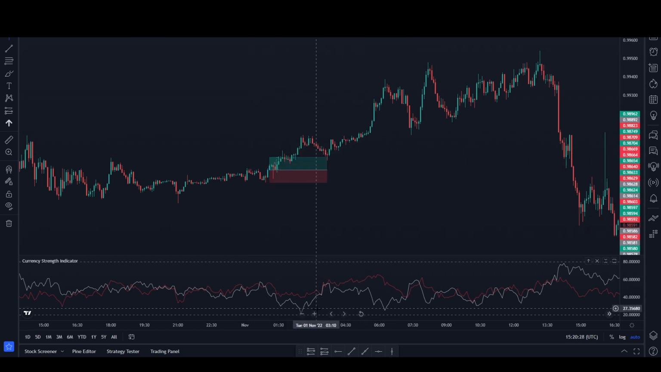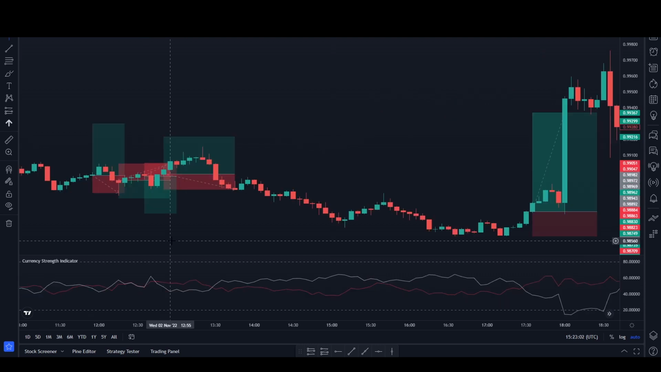And then here, for example, the red line crosses the white line below, so you would go short after this candle, and then you would go long again on this candle right here. So let me show you a couple of more trades, and then we'll move towards the trading. So here are a couple of more trade examples.